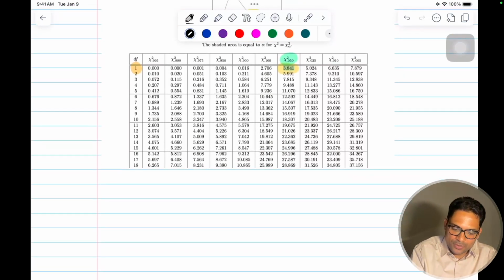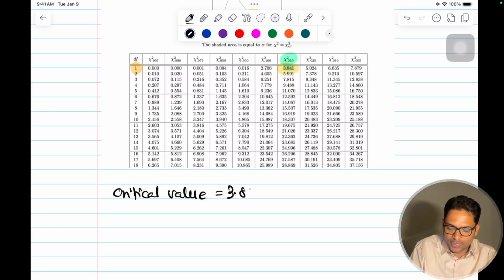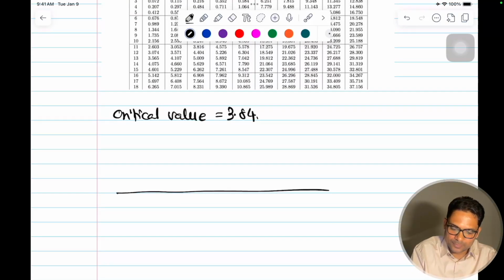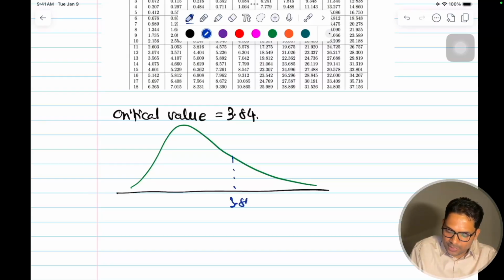So for this degrees of freedom, the critical value is equal to 3.84, and we'll plot it this way. This is right skewed. So the critical value here is 3.84, and we have got our test statistic as 5.76.